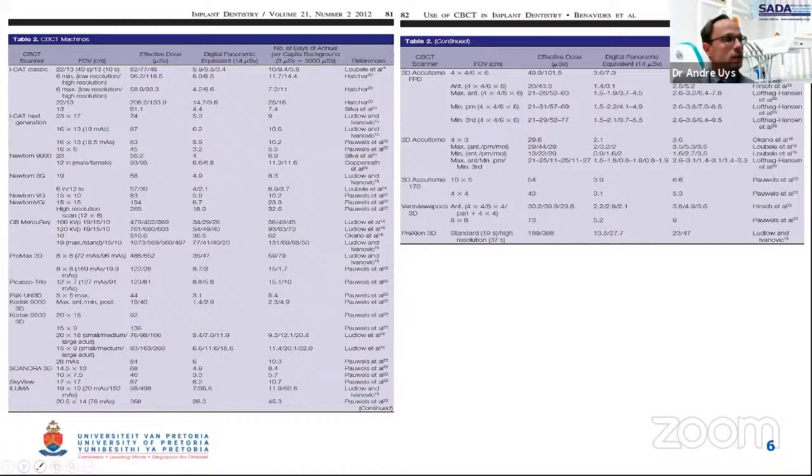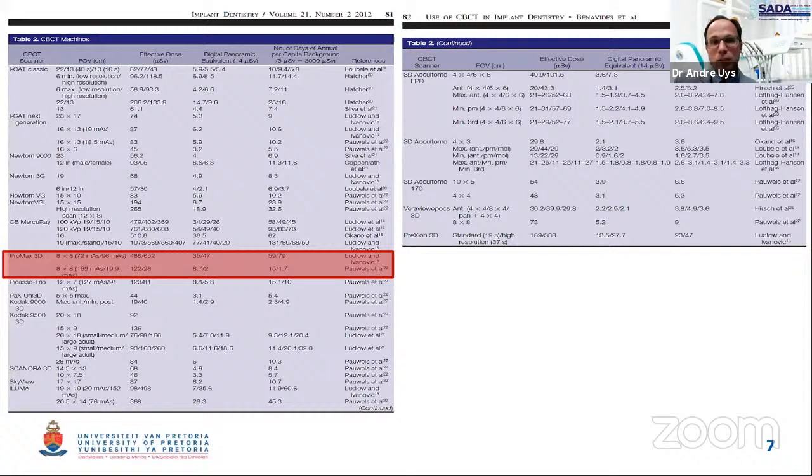So the effective dose for different CBCT machines showed a 20-fold range. So we've got to make a distinction between small, medium, and large field of view CT scanners and the protocols that you'll use when you scan these patients. Your selection of exposure parameters and field size really depends on the diagnostic requirements.